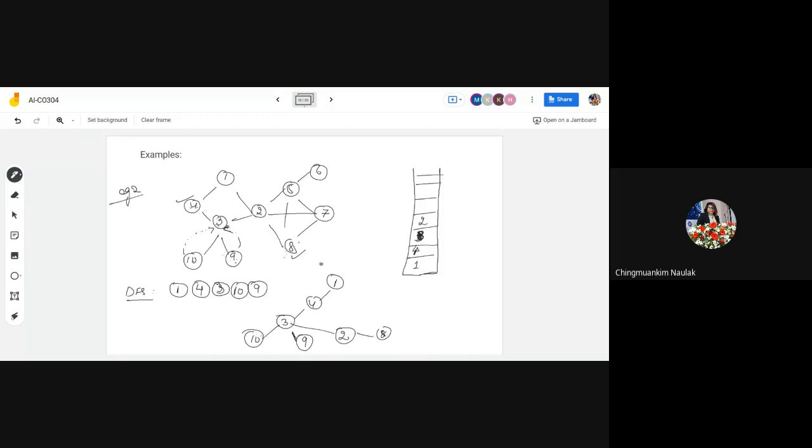Now explore 8. You have 5 and 7 not visited adjacent nodes, right? So let's go for 7. Okay, 8. After 8 you have 7, and then 7, suspend 8 here. Okay, and explore for 7. You have unvisited adjacent nodes 5 only, right? So write 5 here, and for 5 you have unvisited adjacent node 6, right? So write 6 here.